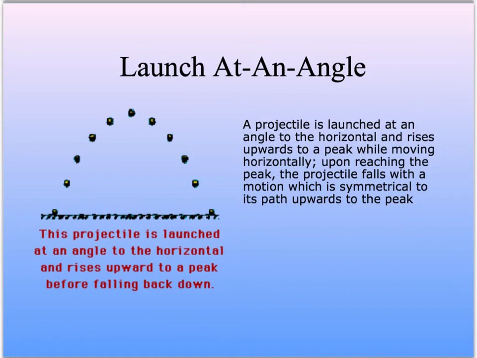In the second type of question we'll be dealing with, a projectile is launched at some angle to the horizontal and rises upward to a peak while moving horizontally. So vertically it's rising and then falling. Horizontally, this object is just traveling straight across at a constant velocity.